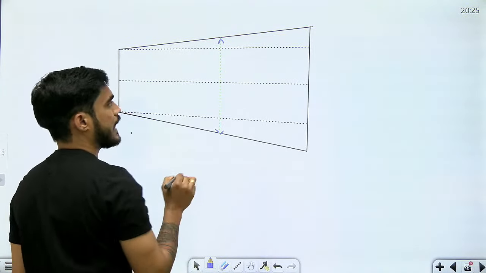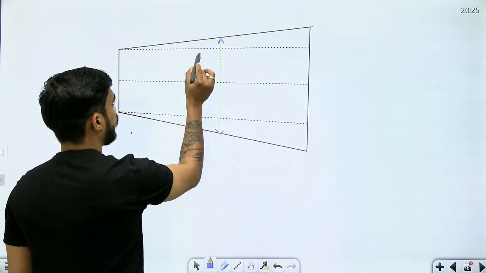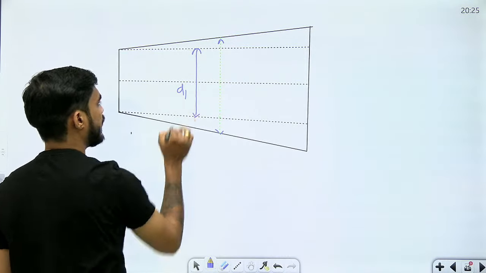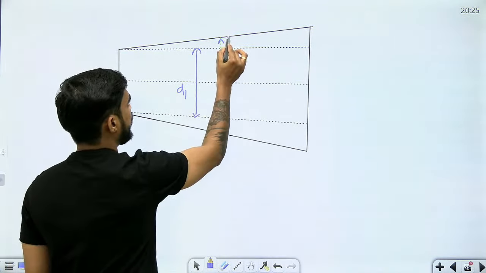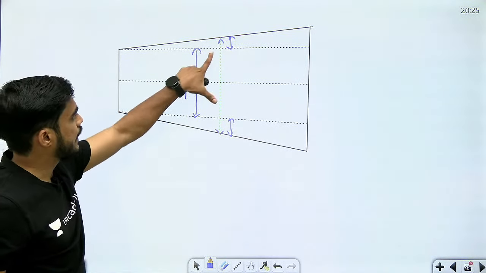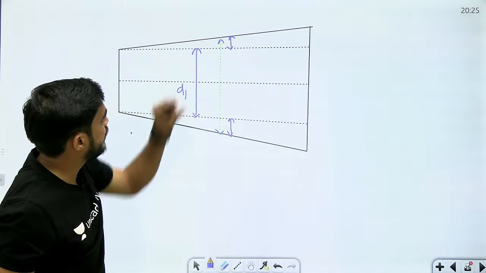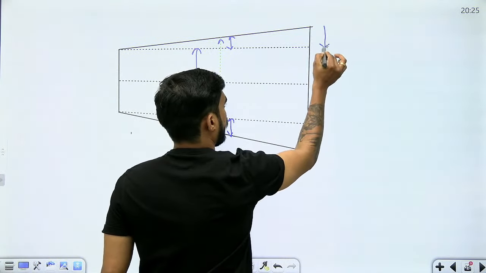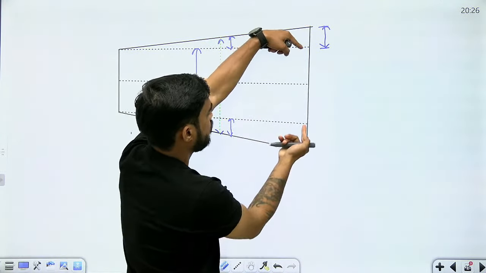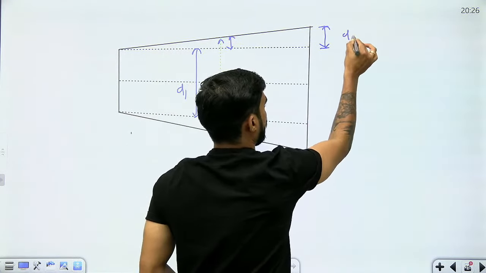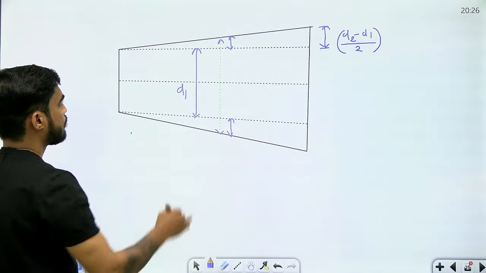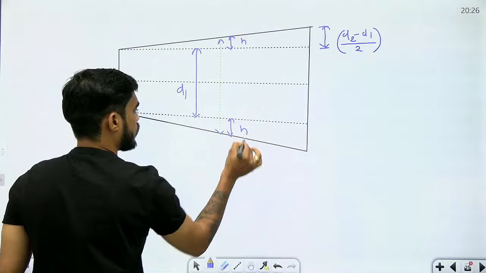To find this total d, what do I need beta? From here to here I know, this is d1. So if I add this very small distance and this very small distance to d1, I will get d. And how can we find this very small distance? What will be this? The total is d2, this is d1. So this will be d2 minus d1 by 2, right? Let's call it h. So this will also be h.